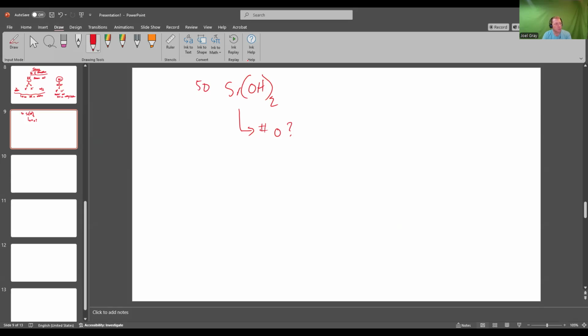Now, this OH, that sticks together. What is OH minus an example of? I'll give you a hint. It starts with a P. It's not polar. OH minus is an example of a polyatomic ion.